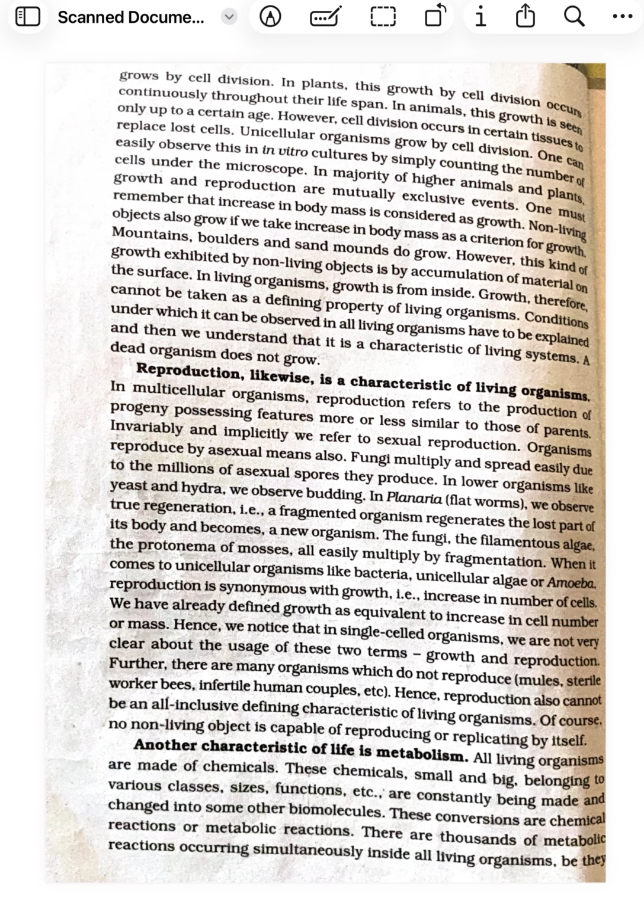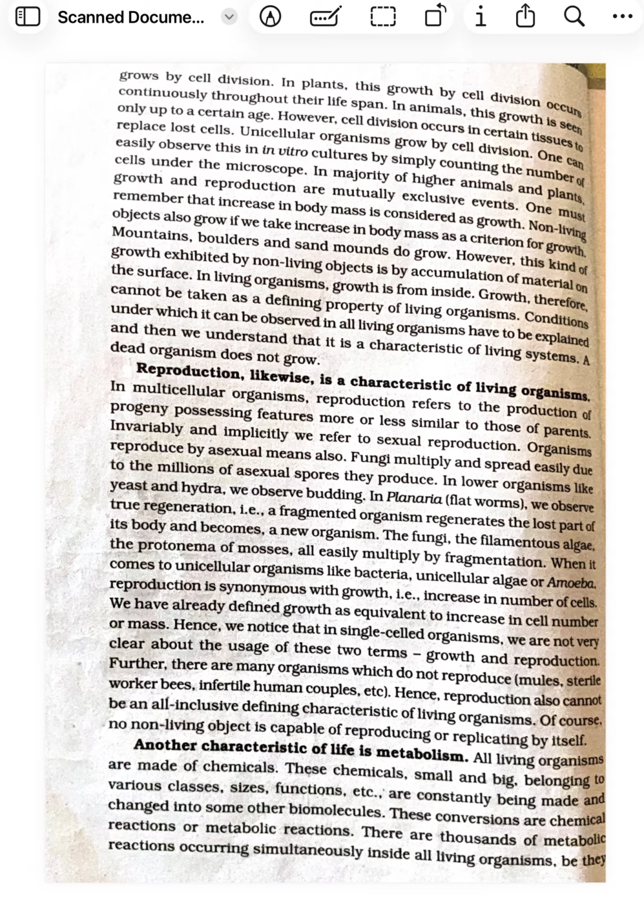In planaria, flatworms, we observe true regeneration. What do you mean by regeneration? Regeneration is when a fragmented part of the organism, when separated, forms a complete new organism. That is mainly seen in flatworms like planaria. A fragmented organism regenerates the lost part of its body and becomes a new organism. The fungi, the filamentous algae, and the protonema of mosses all easily multiply by fragmentation. So fragmentation is also seen in certain lower organisms and some plants.